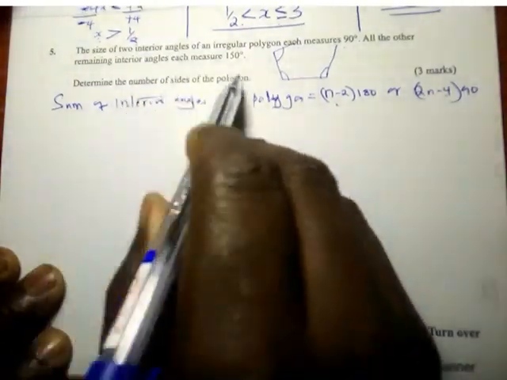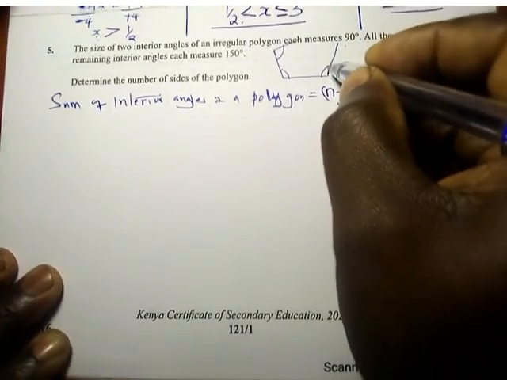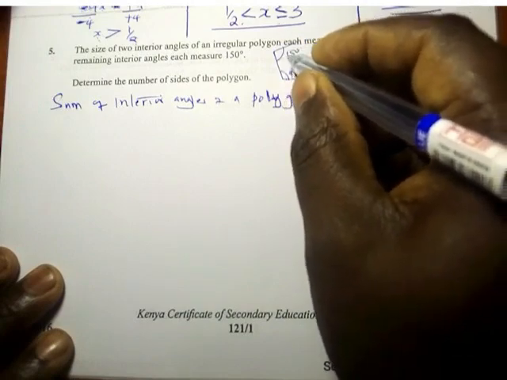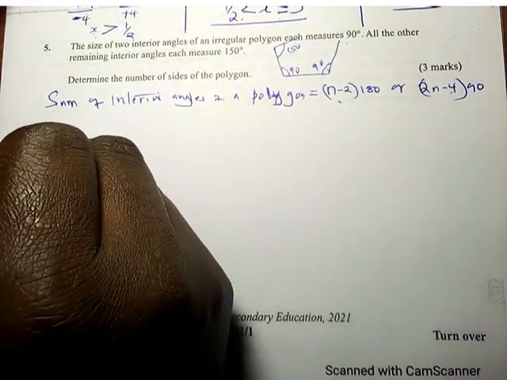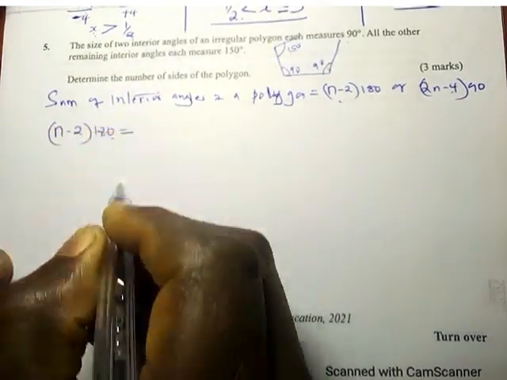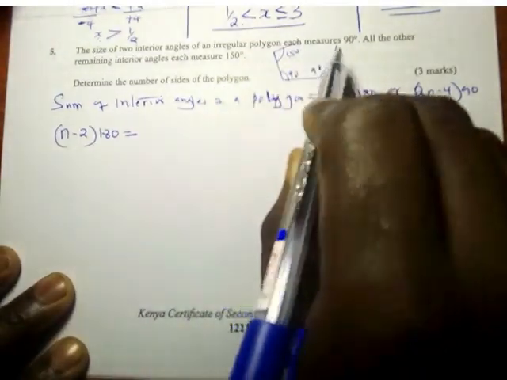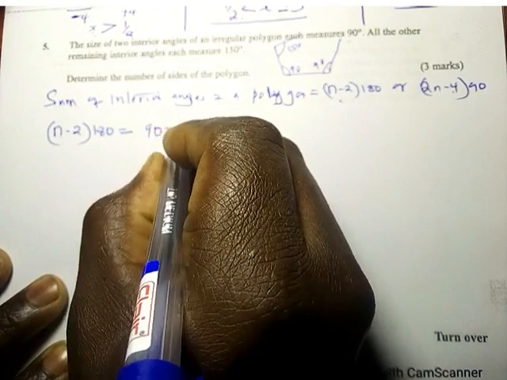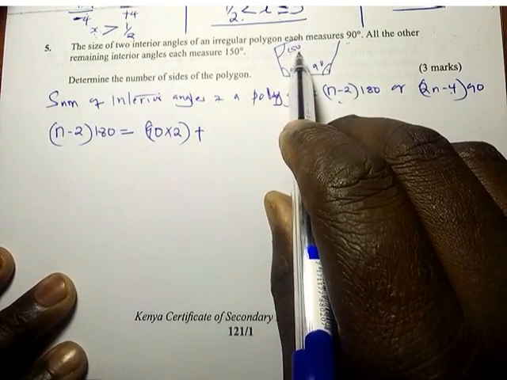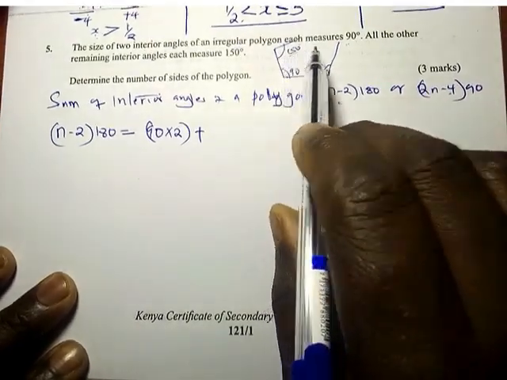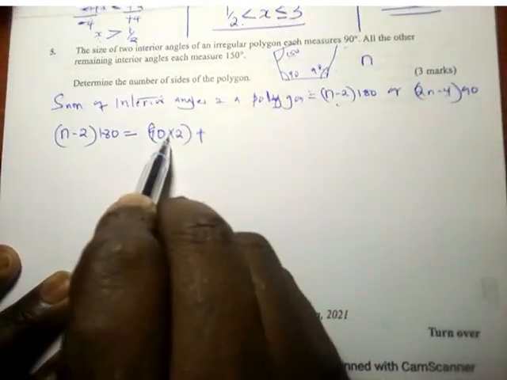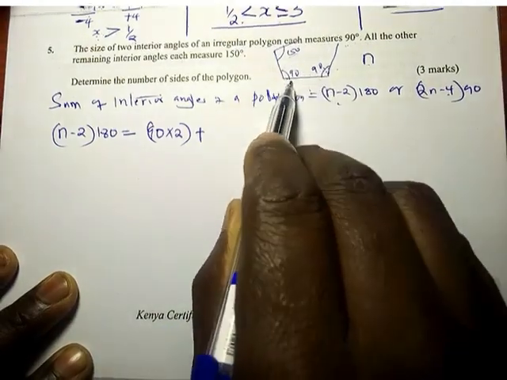So hapa tumeambiwa this irregular polygon, two of them are going to be 90, and the rest are going to be 150. So now the sum, which is n minus 2 times 180, is going to be, number 1 tuko na mbili ambazo ni 90, so itakuwa 90 times 2. We add, sawa. Hii polygon iko na n sides. Already tuko na sides mbili. Tunajua 90.